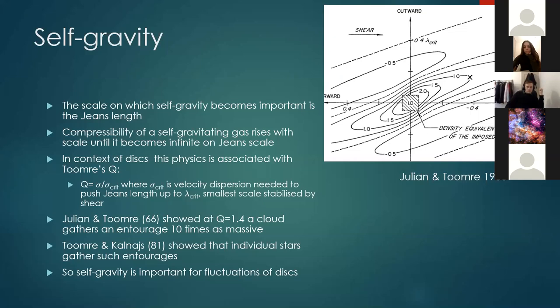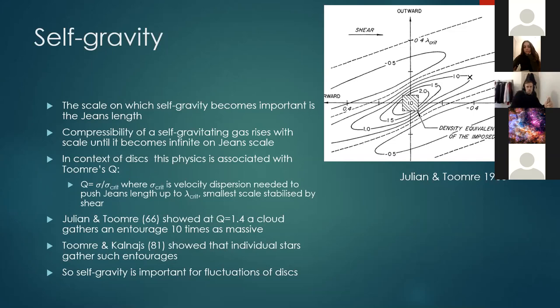Now, we've known about this for a very long time, at least since Julian and Toomre in 1966. In the context of razor-thin disks, the physics of self-gravity is quantified by Toomre's parameter Q. Big Q is the ratio of the velocity dispersion in the disk to the critical velocity dispersion, which is needed to push the Jeans length above lambda critical. That's the smallest scale that is stabilized by shear.